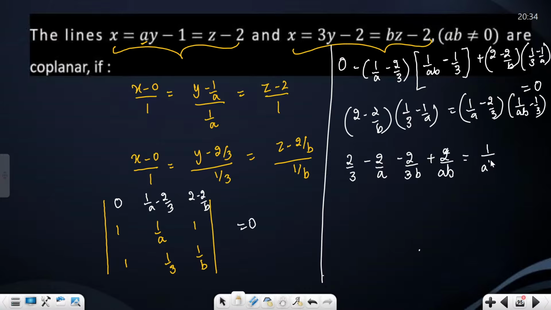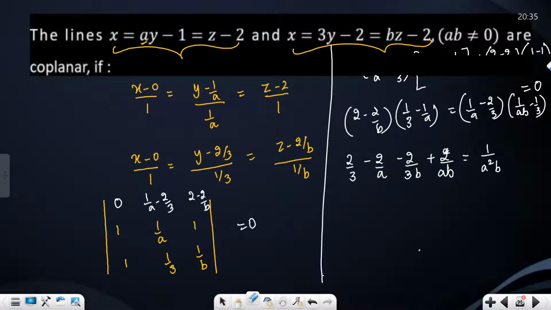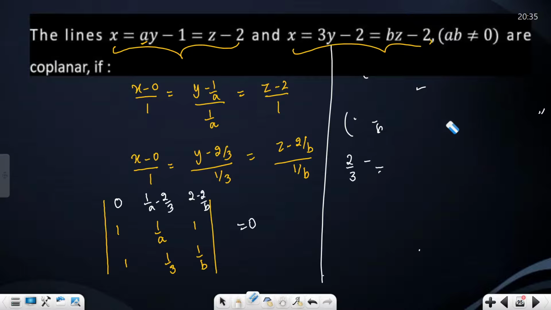equal to 1 upon a square b. Hold on, this is, have I done something wrong? Let me just do it one more time. Give me one more time, okay? Let me just expand it one more time, okay?